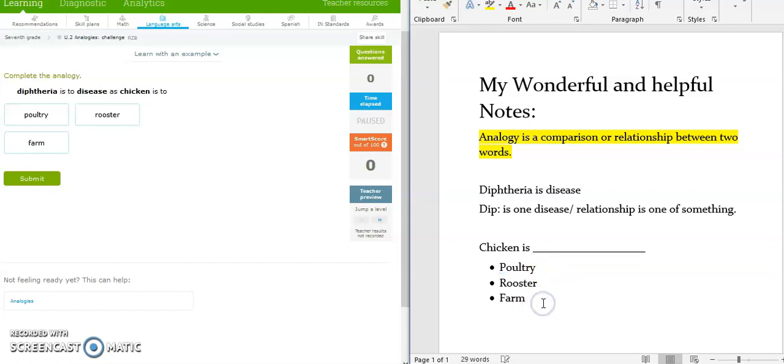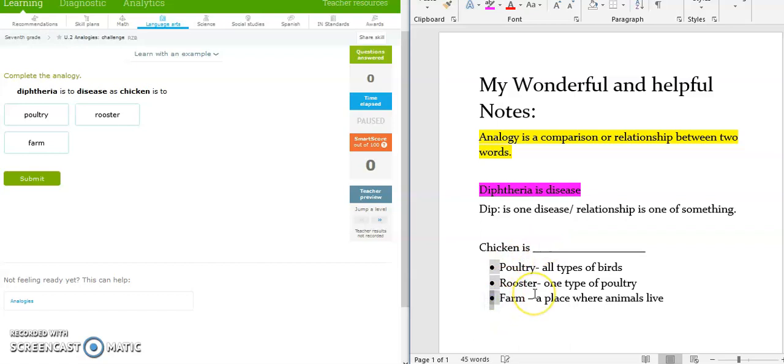So let's break down my options. A farm, a place where animals live, I guess. A rooster, one type of poultry. And what is poultry? Poultry is all types of. So we need to add the same relationship that's up here. We need to make that the same as down here. So diphtheria is one disease, right? One of diseases. Now, chicken is blank.